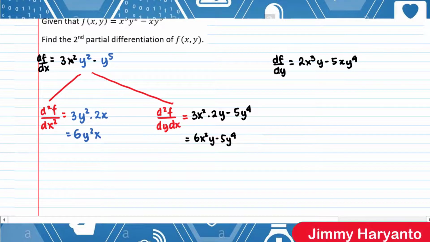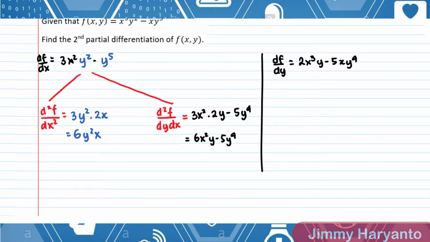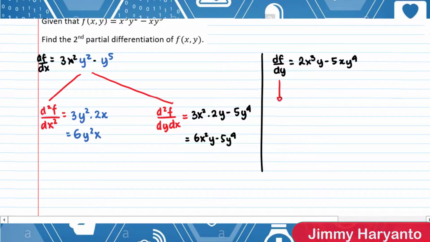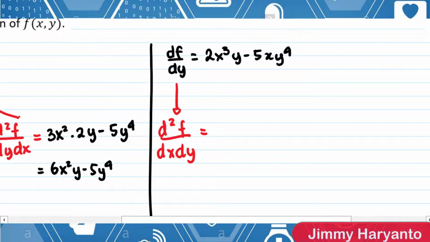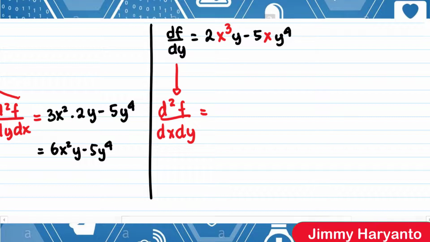Okay, so we are finished for the df over dx. Next is df over dy ya. Pertama kita turunin dulu terhadap x-nya ya. dx dy. Berarti variabelnya itu x guys. Jadi ini kita ubah dulu jadi x pangkat 3. Di sini jadi x ya. Yuk kita turunin terhadap x.